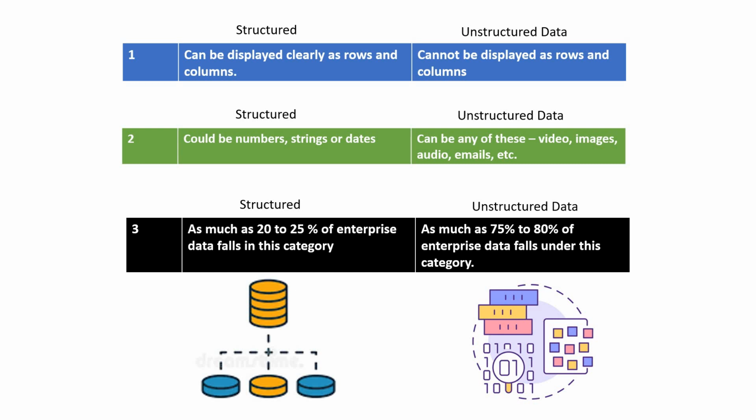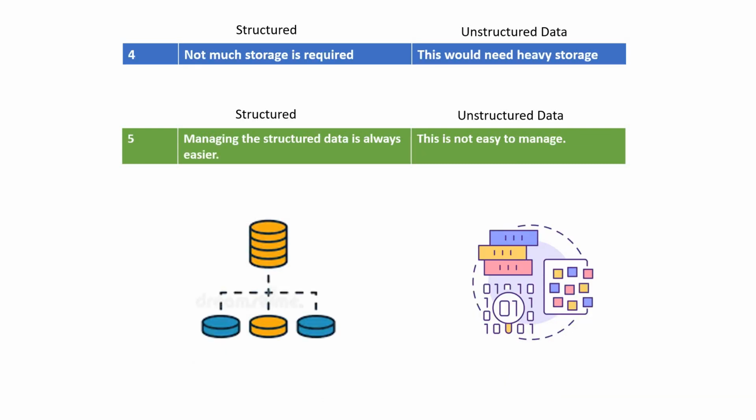If you take the enterprise data, it's about 20 to 23% which comes under the structured data. Unstructured data goes up to 75 to 80% in the entire enterprise data volume. So it's very important to understand how much is unstructured.